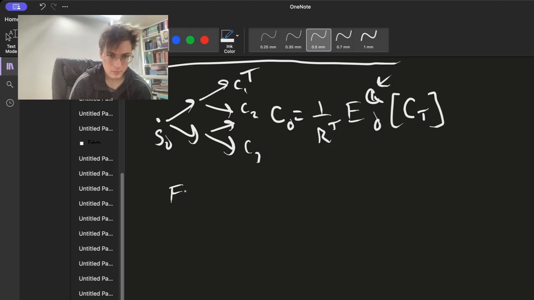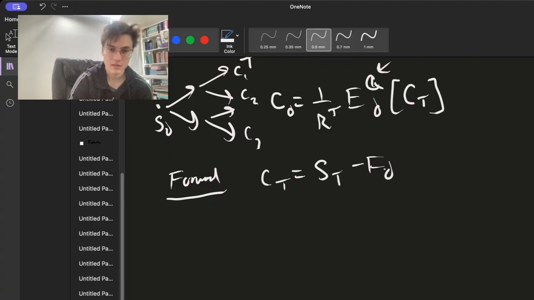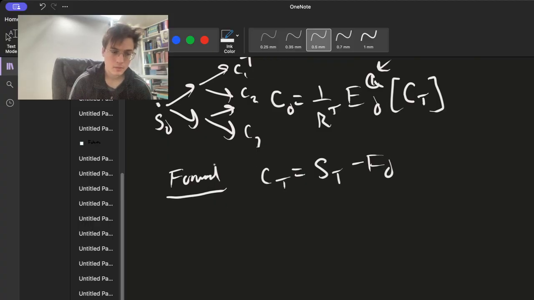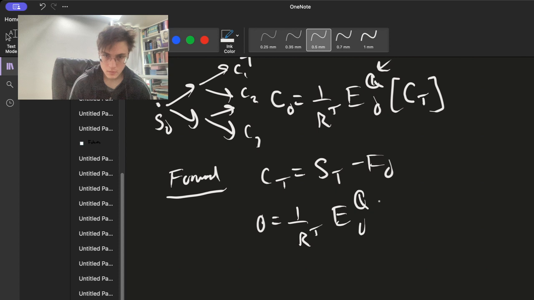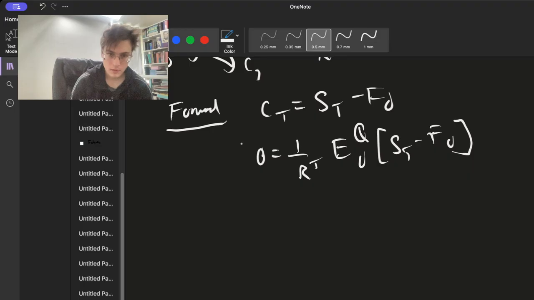In the case of a forward contract, the payout CT is equal to ST minus F0, where F0 is the forward price we've decided at time 0. Again, it costs 0 to enter into a forward contract, which is why we end up with this equation: the expectation under Q of ST minus F0 equals 0, which implies that F0 is the expected value under Q of ST.